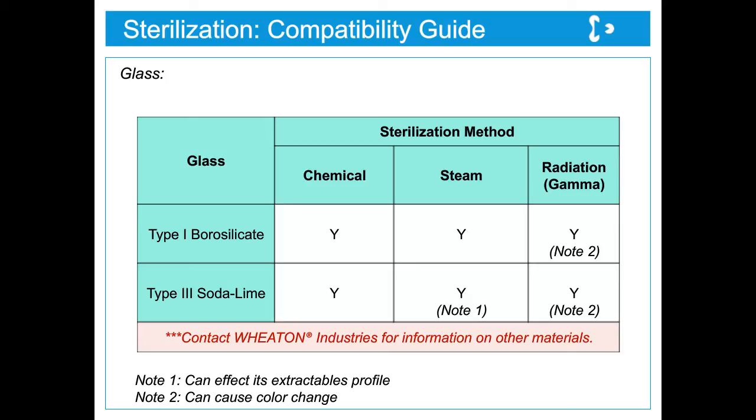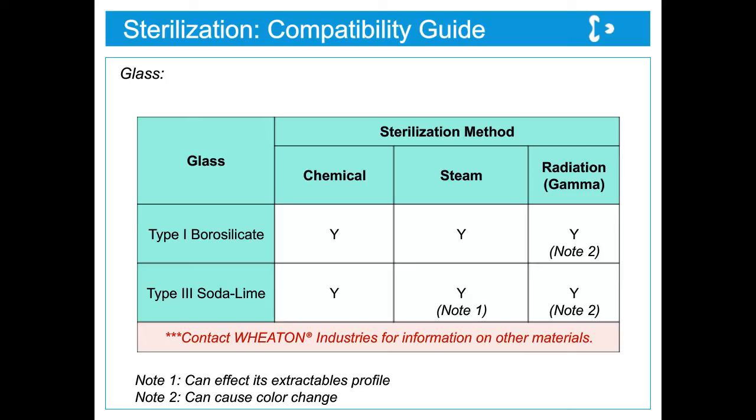Let's start with chemical sterilization. You can see both glass types are compatible with it. Steam sterilization, they're both compatible with it, but if you look at type 3, there's a note 1. And the note 1 is saying that the steam sterilization can affect its extractables profile. And this is due to the fact that type 3 glass is not as durable as type 1.